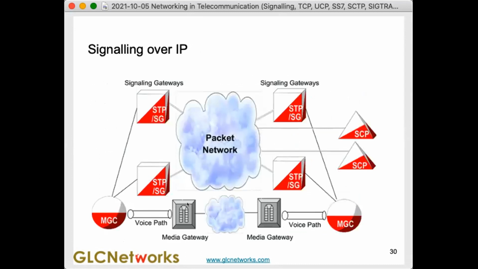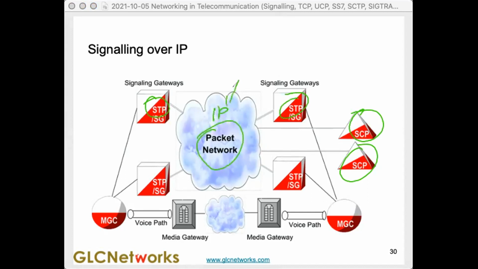So when we put signaling over IP, it's going to be like this. As you can see, SCP is still there. We're still talking about signaling. We have signaling, like SCP, which is the brain for your service. Then we have a signaling gateway here, and between them is a packet network or IP network. Inside here, you can use Ethernet, switching, routing, whatever.